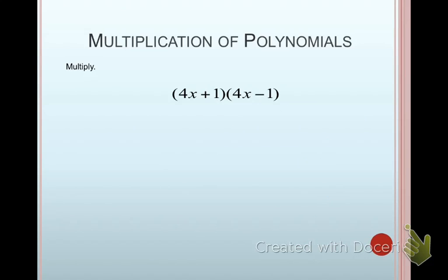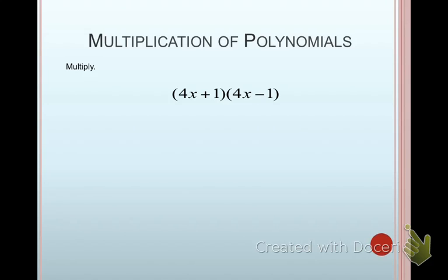Okay. Now, this one is 4x plus 1 times 4x minus 1. Think back to our first shortcut. These ones are very close to being the same, but their operators, their signs are different. So remember that in this case, our OI, our middle terms, are actually going to cancel each other out.